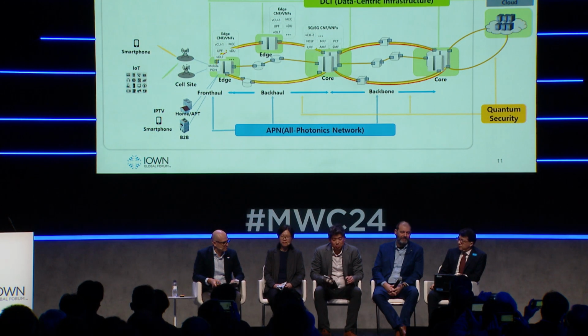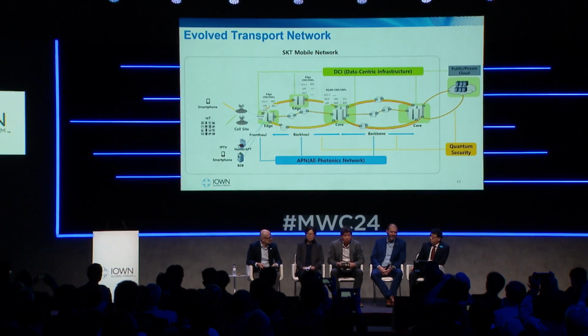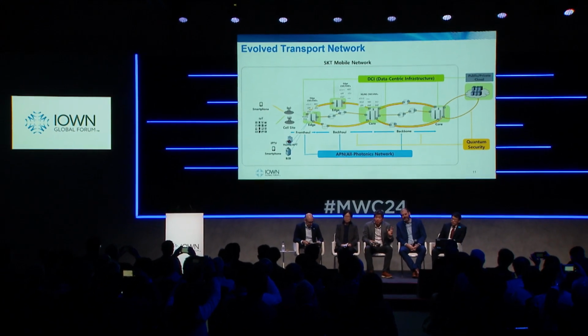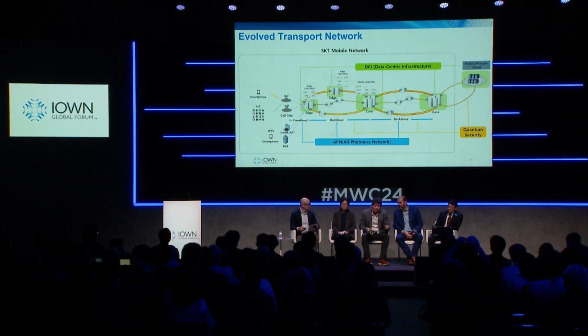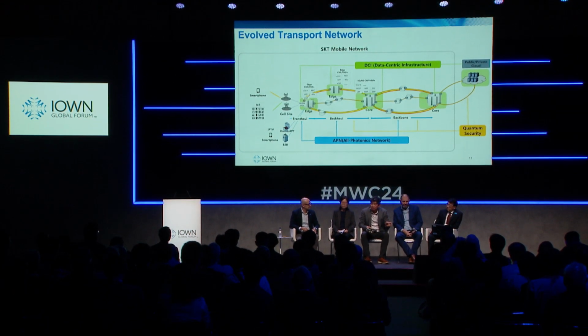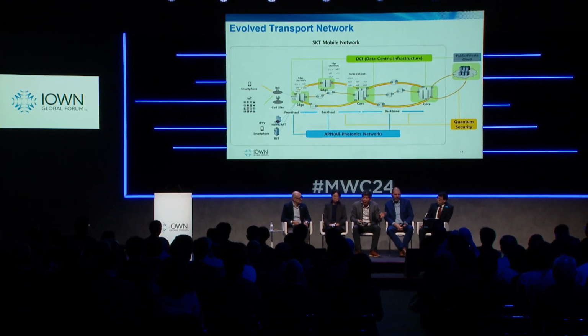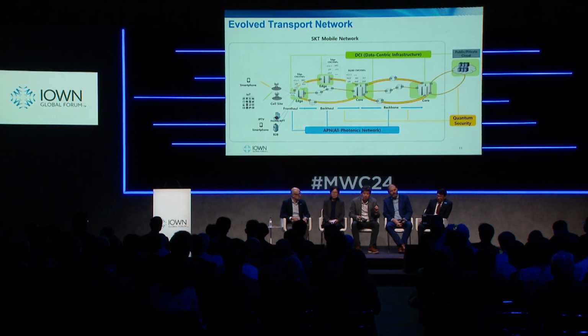So I belong to a mobile operator. In a mobile operator network, we have three major parts of the transport network. One is the backbone network, another is the backhaul network, and the special part is the fronthaul network, which is a very important part for a Cloud RAN operator. Let me briefly explain Cloud RAN.